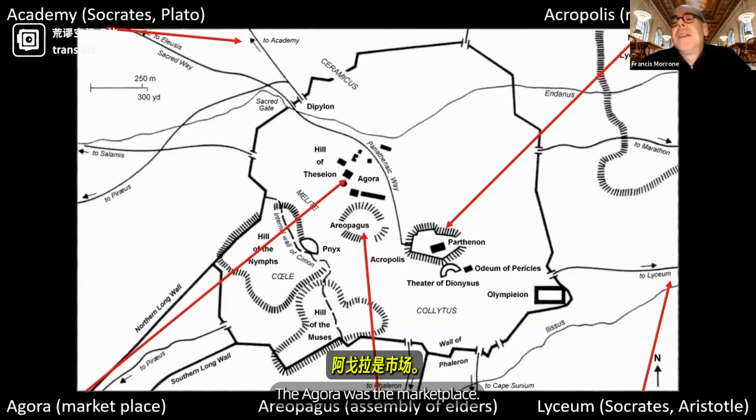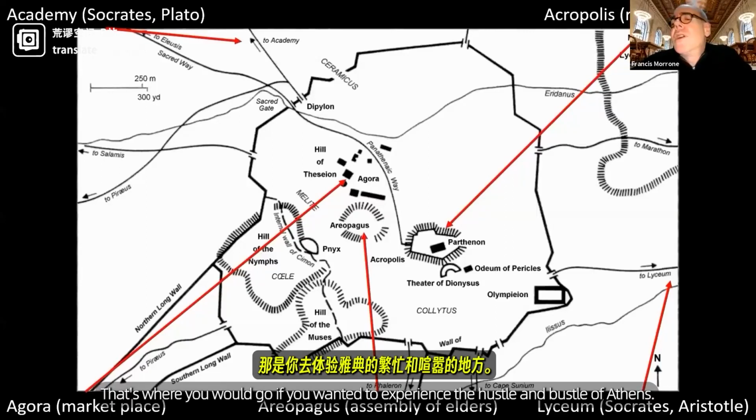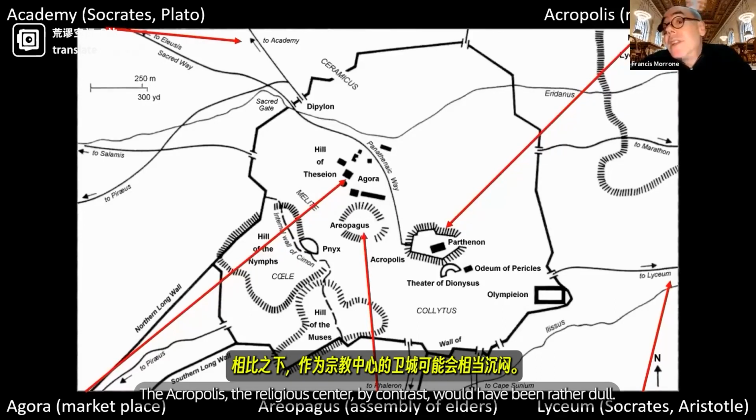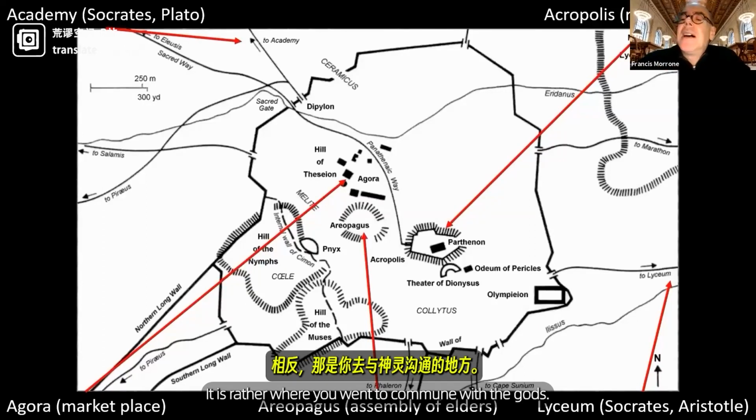The agora was the marketplace. That's where the real life of the city took place. That's where you would go if you wanted to experience the hustle and bustle of Athens. If you wanted to run into people in the street, that is where you would go. The Acropolis, the religious center, by contrast, would have been rather dull. It wasn't where you went in order to experience the pulse of the city. It is rather where you went to commune with the gods.